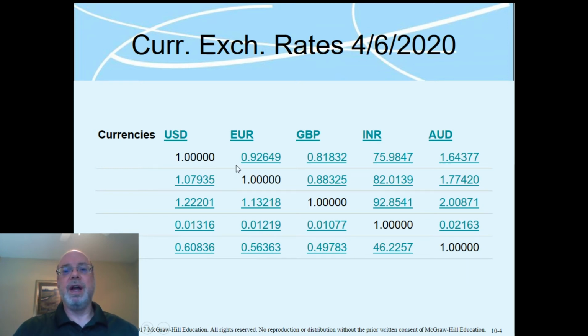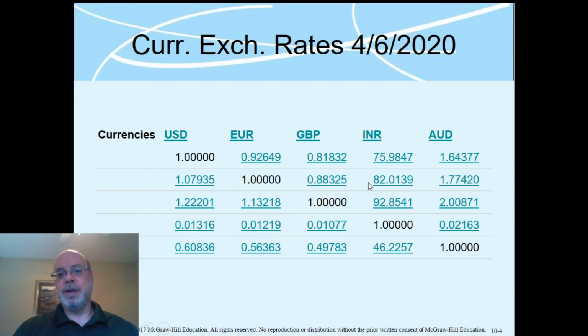The US dollar, in terms of the euro, it's going to cost you $1.07 to get a euro, to get 1 euro. Okay, and that's actually pretty good. It means the dollar has gained value. It's appreciated relative to the euro because it used to be about 1.5. Now it's 1.07. Or going the other way, you'll get 92 cents if you exchange a euro.